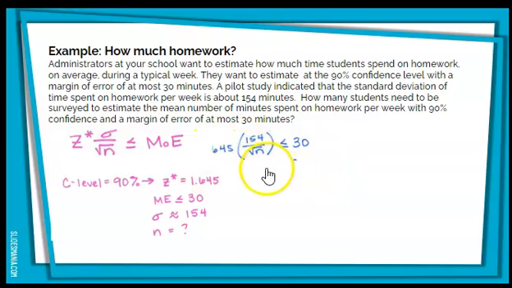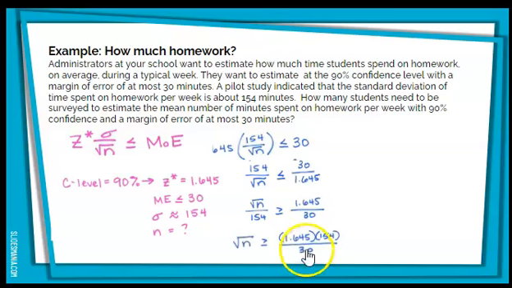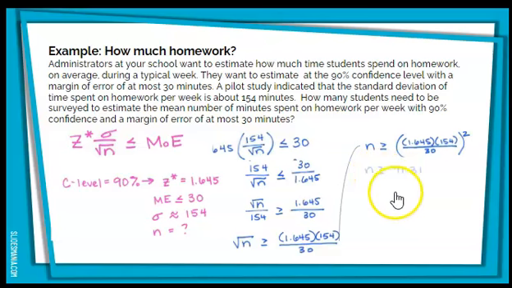So the first thing I'm going to do is divide by 1.645. And this is what I have. Then again, I don't want a less than here. I want a greater than. So I'm going to take the reciprocal of both sides and flip my inequality. Now, I'm going to multiply both sides by 154. Then I'm going to square both sides to get rid of the square root. And now I have N is greater than or equal to 71.31.